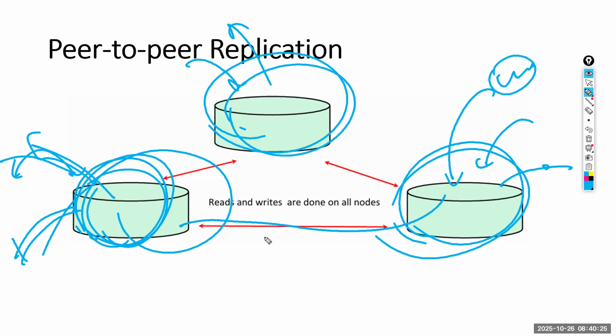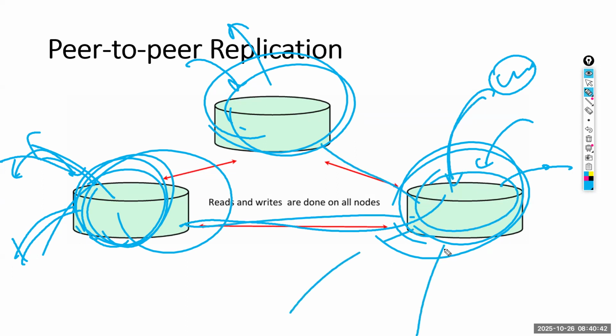So that delay can be higher than the master doing it, because the master's task is propagation. So therefore the master will try to do it faster. But now these peers have to propagate it to multiple databases also. There can be inconsistencies, especially when you read something written to another site.